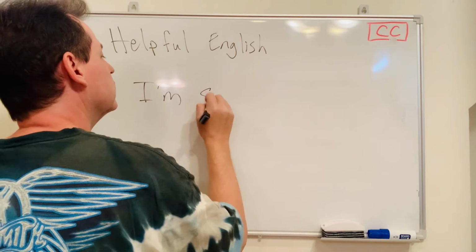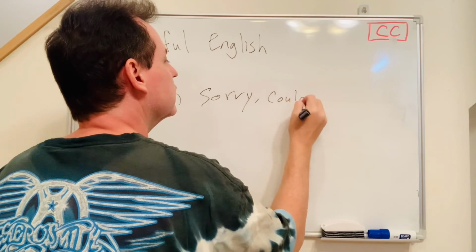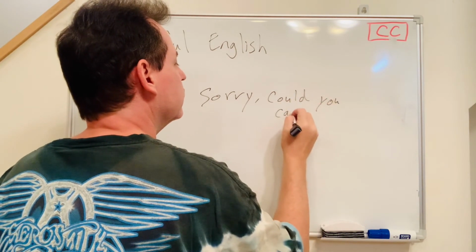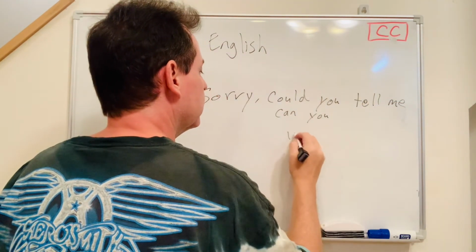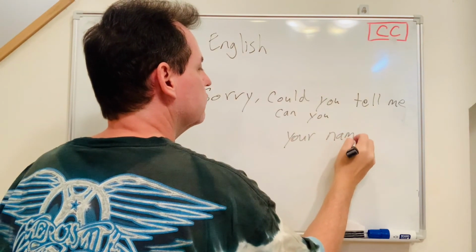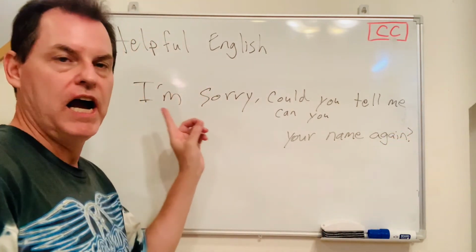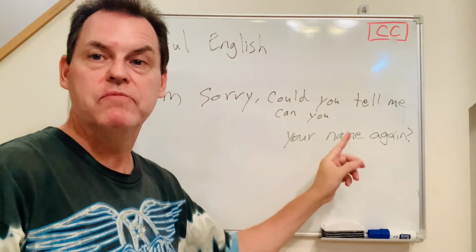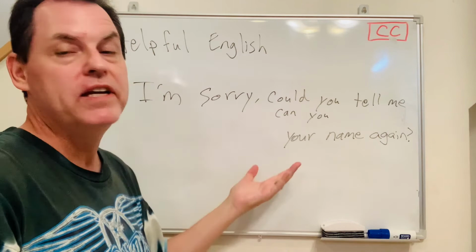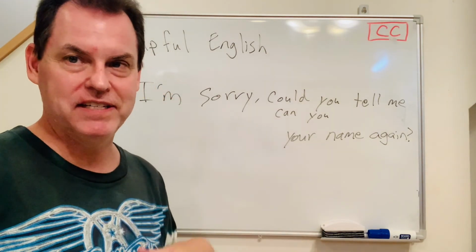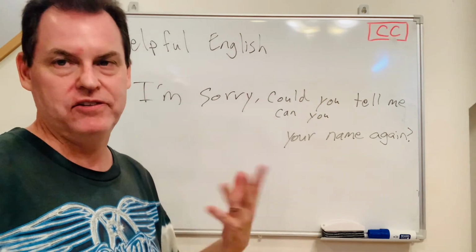I'm sorry. Could you or can you tell me your name again? I'm sorry. Could you tell me your name again? I'm sorry. Can you tell me your name again? Okay, we use this a lot. Even native speakers use this a lot. So when we forget somebody's name or we just didn't catch it, you can ask again.